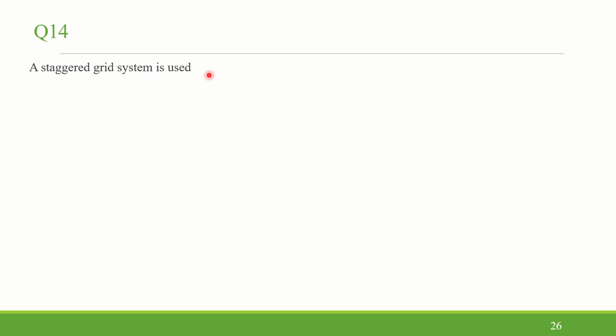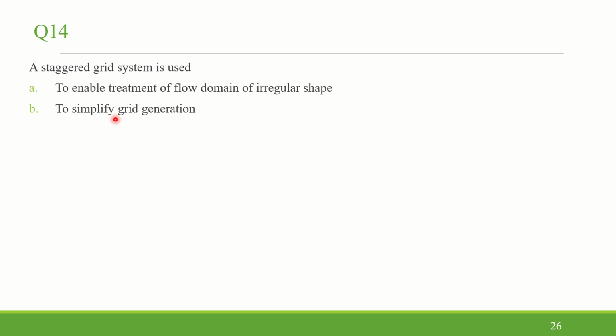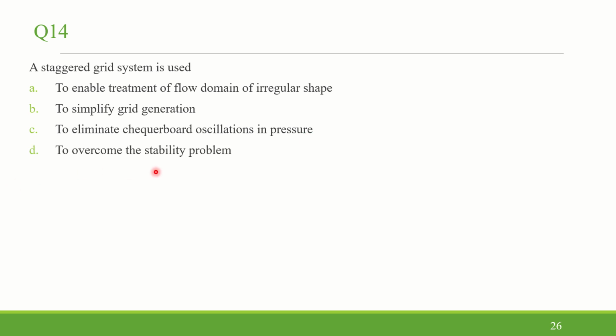Now we are talking about when it is used. Option A, to enable treatment of flow domain of irregular shapes. Option B, to simplify grid generation. Option C, to eliminate checkerboard oscillations in pressure. Option D, to overcome the stability problem.